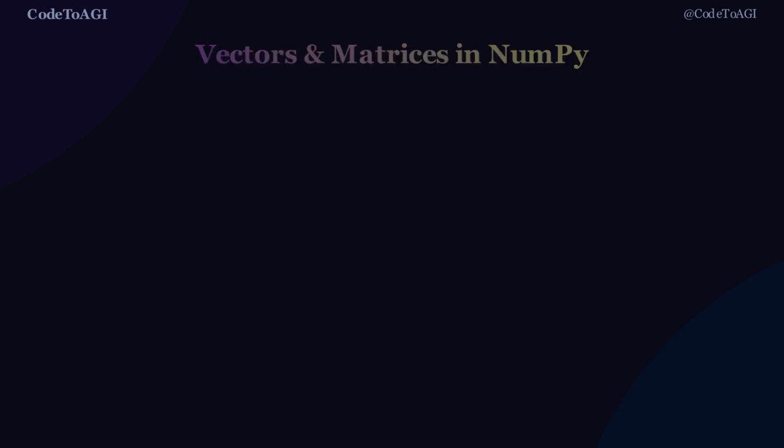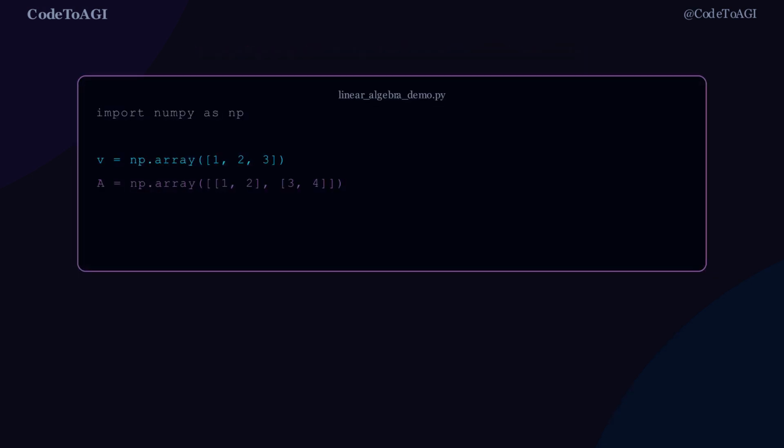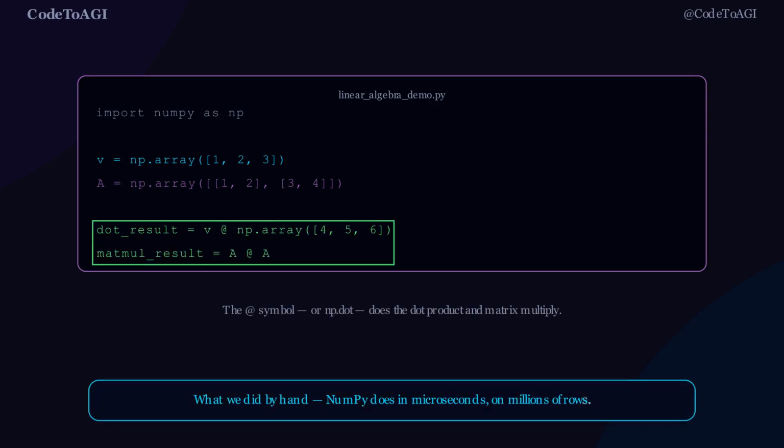You will never do this arithmetic by hand. NumPy does it instantly. np.array creates a vector or a matrix from a plain Python list. The @ symbol, or np.dot, performs the dot product or matrix multiplication. One line. Result equals A at B. That's an entire matrix multiplication. Done. Everything we just did by hand, NumPy does in microseconds on millions of rows.